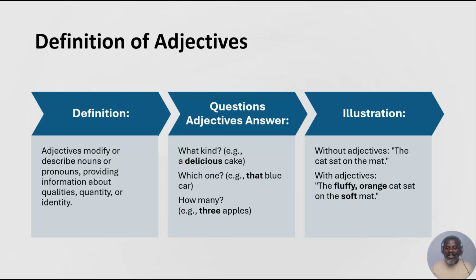All these give us information. Secondly, adjectives answer questions. What kind? If you say, I ate a delicious cake, what kind of cake did you eat? Delicious. So delicious is an adjective.